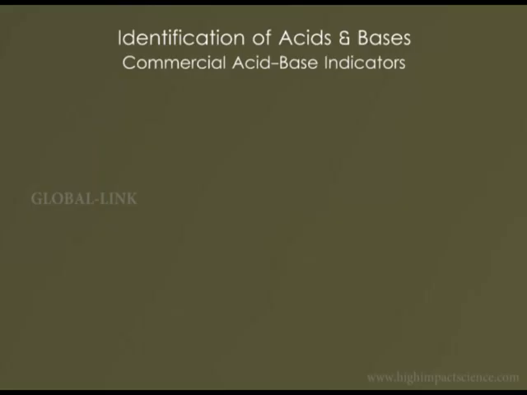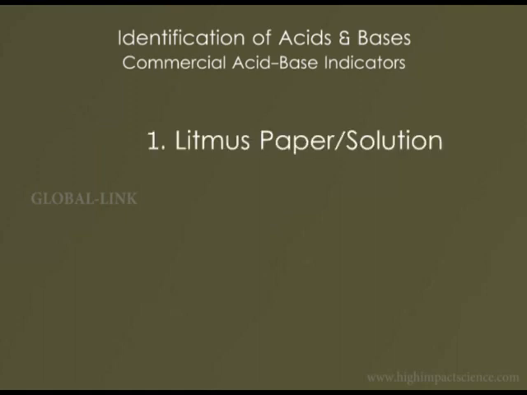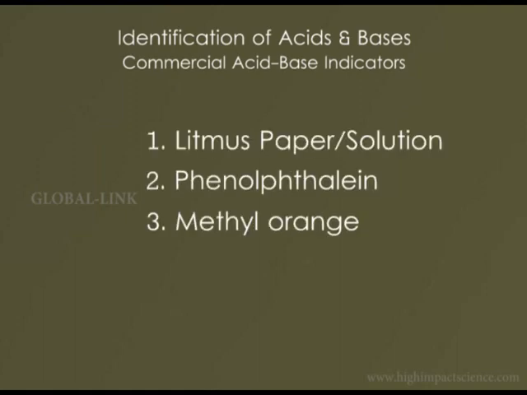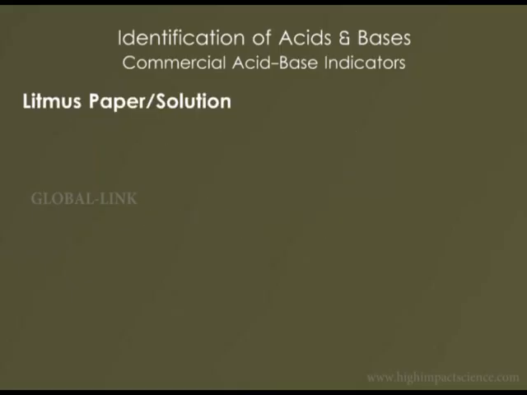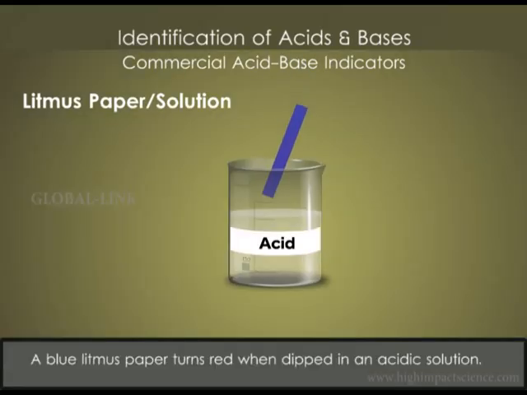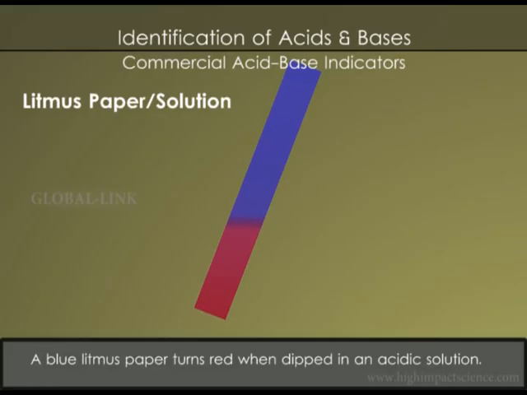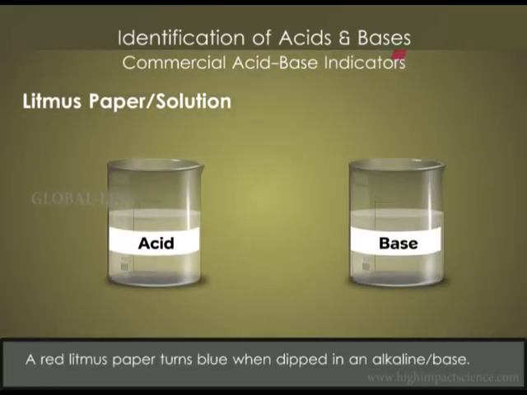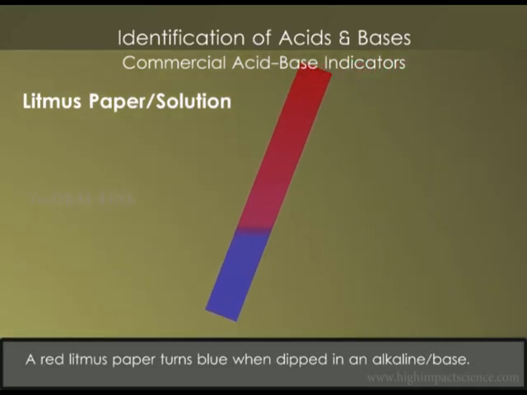We use commercial indicators. The commonly used commercial indicators are litmus paper, phenolphthalein, and methyl orange. Litmus papers occur in two main colors, blue and red. When a blue litmus paper is dipped in an acid, it turns red. When a red litmus paper is dipped in a base, it turns blue.